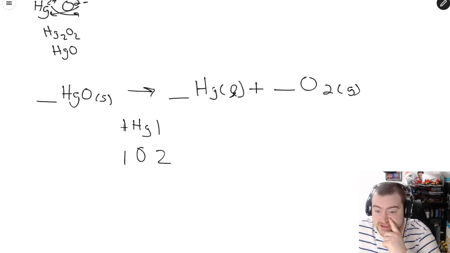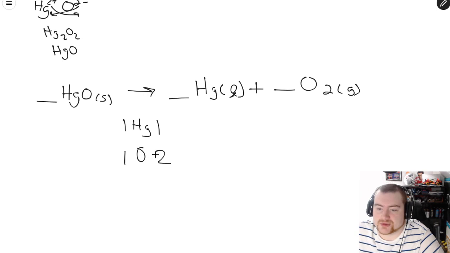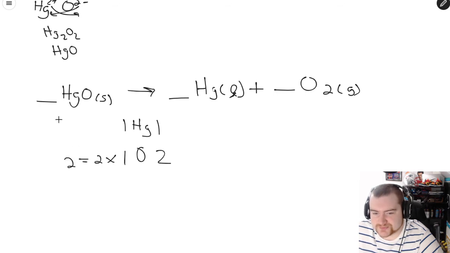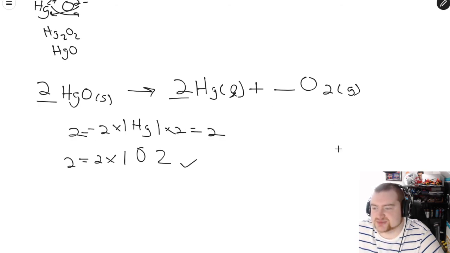So balancing this, it's the same as the last problem. We have 2 oxygen on the right, 1 on the left. So to balance that, we have to multiply it by a coefficient. It's going to be 2. Put that 2 up front. That balances our oxygen. And then we need to multiply our mercury by 2 on both sides to get that to balance. So there is our balanced equation.